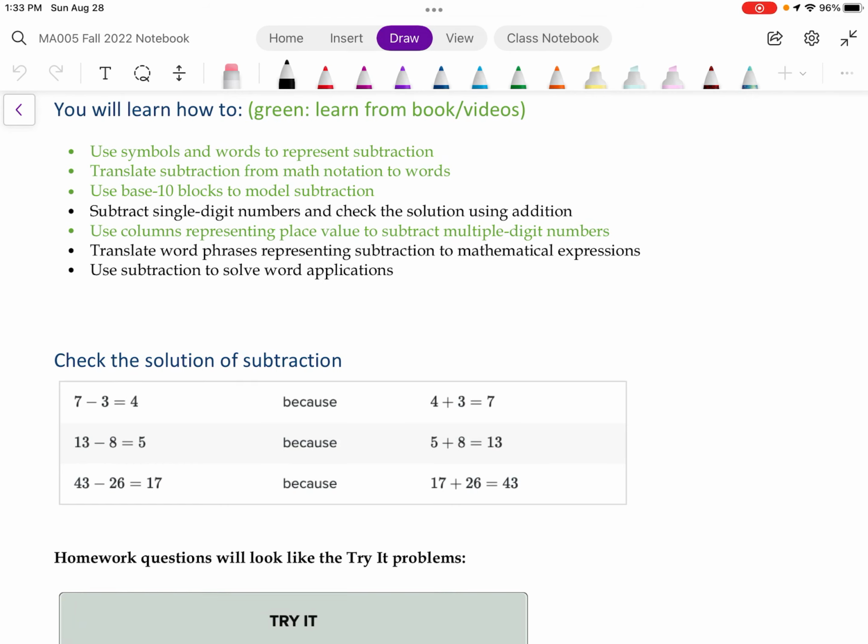So just wanted to talk real quick about checking the solution of subtraction. So if you've got 7 minus 3 equals 4, it is because 4 plus 3 equals 7. So you can always check larger subtraction problems, especially if you did them in your head, by just quickly adding the answer to what you subtracted to make sure you get that original number. So 13 minus 8 equals 5 because 5 plus 8 equals 13. Okay, and so on.